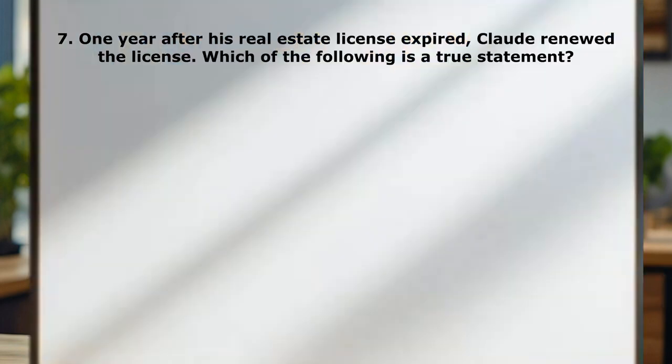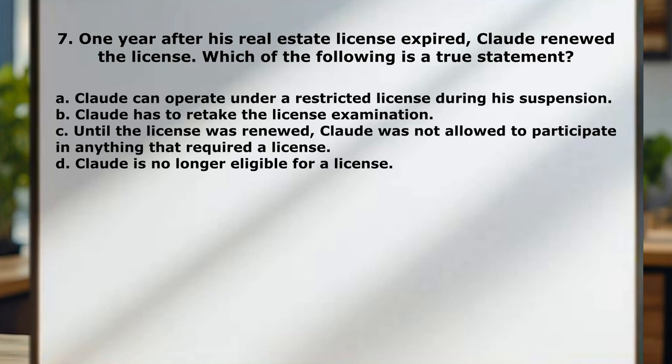Question number 7. One year after his real estate license expired, Claude renewed the license. Which of the following is a true statement? A. Claude can operate under a restricted license during his suspension. B. Claude has to retake the license examination. C. Until the license was renewed, Claude was not allowed to participate in anything that required a license. D. Claude is no longer eligible for a license.